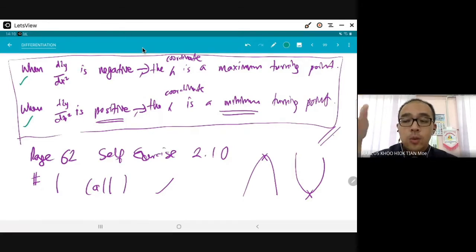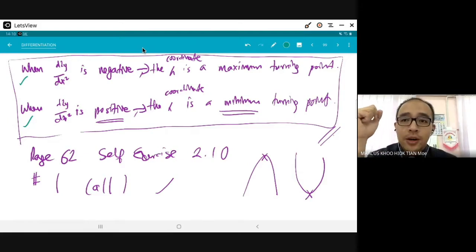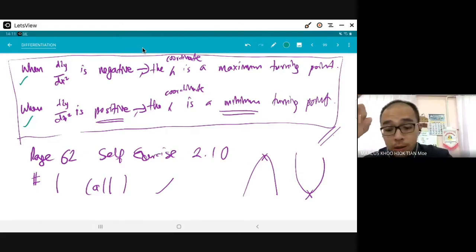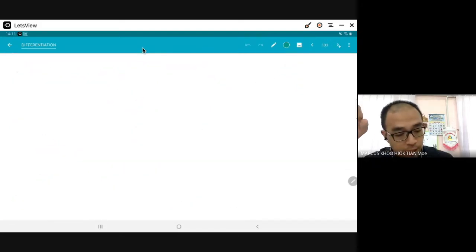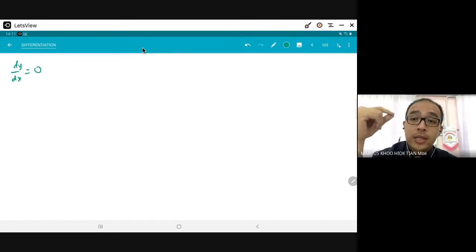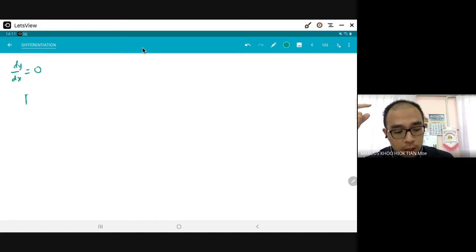So today what I intend to do with you is to talk about the third type of turning point. Actually, not turning point, it's called a stationary point. The third type of stationary point. All stationary points are when dy/dx equals 0. But I've only taught you two so far, which are the maximum turning point and the minimum turning point. There is one more type of stationary point, which we call the point of inflection.